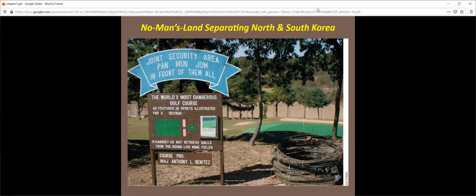If you try to defect from North Korea and come to South Korea, they'll shoot you, which is why, when you hear stories of people coming over talking about North Korea, it's such a big deal, because they quite literally risked their lives and dodged bullets to run over here. And of course, they have a golf course there, because why wouldn't you? Most dangerous golf course in the world.